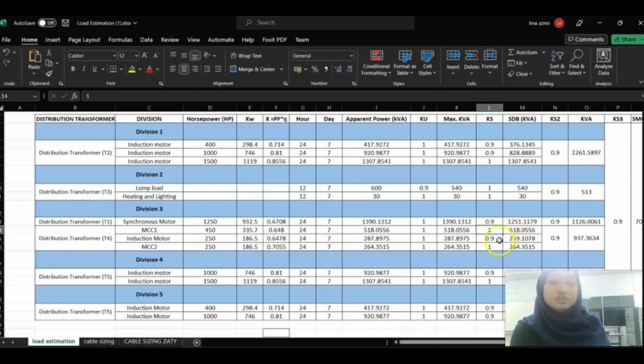And also the induction motor, while MCC1 and MCC2 is 1. For division 4, the induction motor which are lower than or equal to 1000 and lower than or equal to 2000, I put it as 0.9, while the higher than 1000 is 1. And then for division 5 it is 0.9.